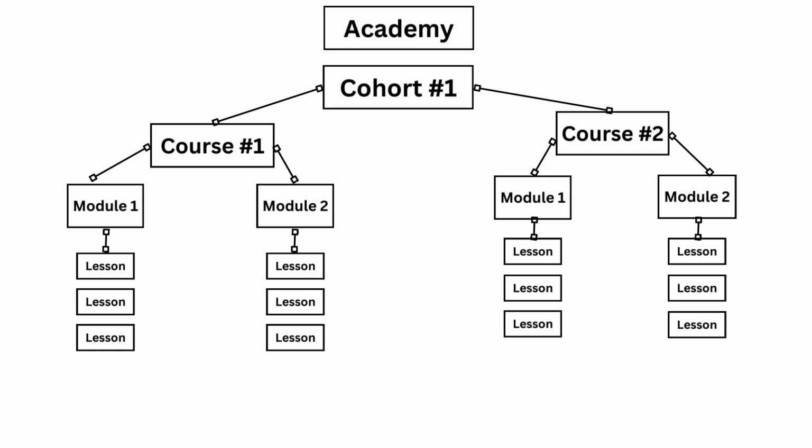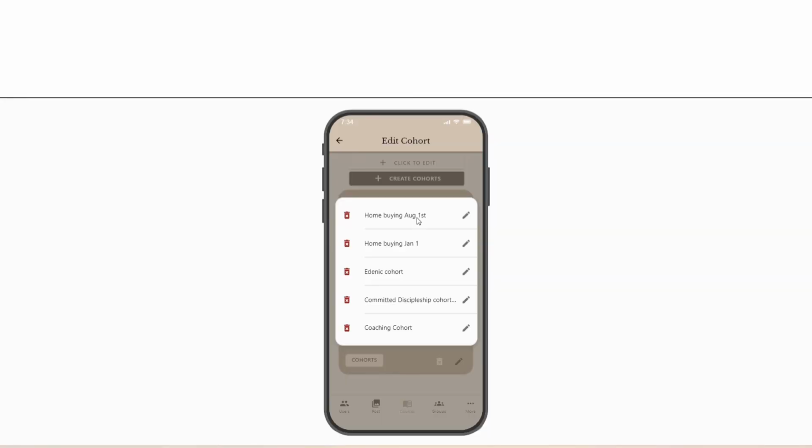But let's just say these two cohorts, being that they are one and the same, are just starting on different dates. They have the same set of courses, modules, and lessons attached to them. They're just starting at different times. You have the right to organize them and separate by cohort. That's what the cohort feature is for.